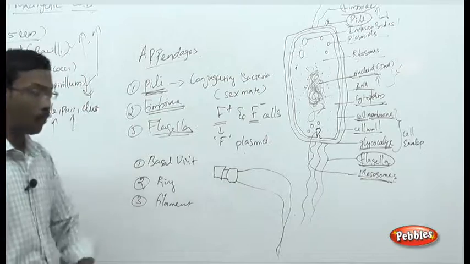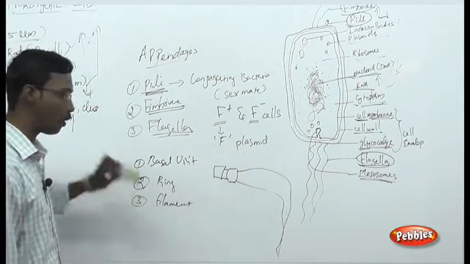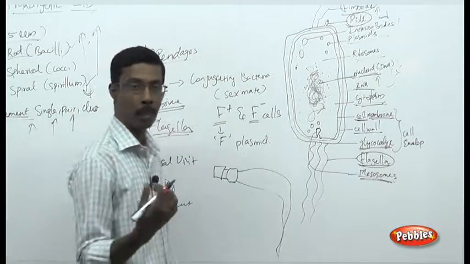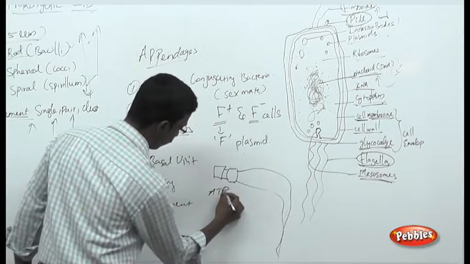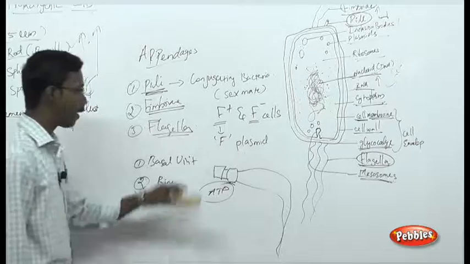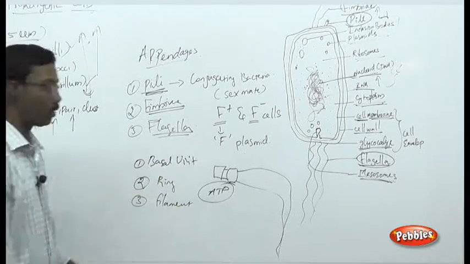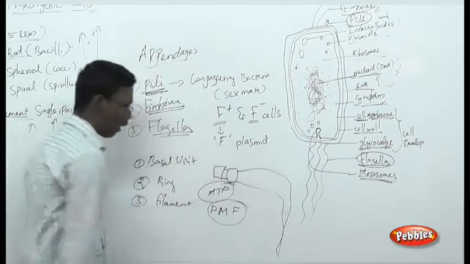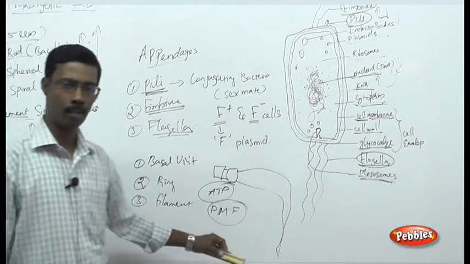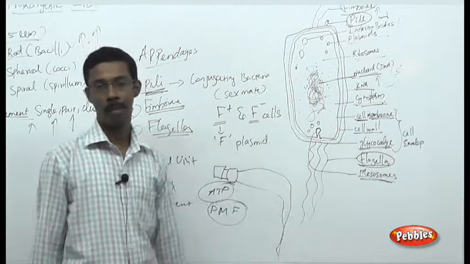Okay, so one more difference you have to remember over here: in case of eukaryotic cells, the movement is by means of ATP hydrolysis. In case of prokaryotic cells, the movement is by means of the proton motive force. And we are going to see those details later in the biomolecules and in later metabolic processes.